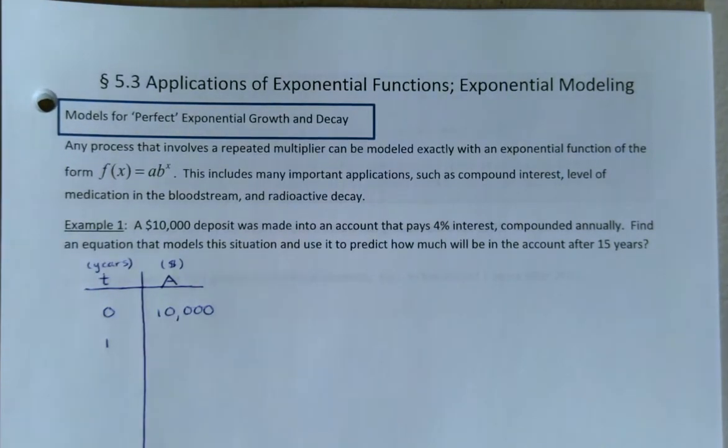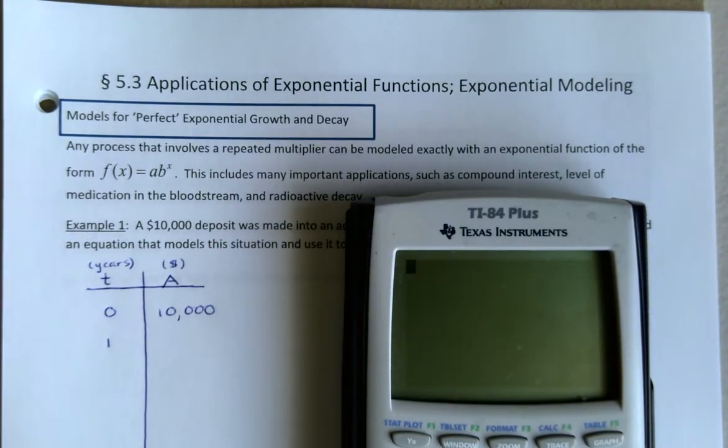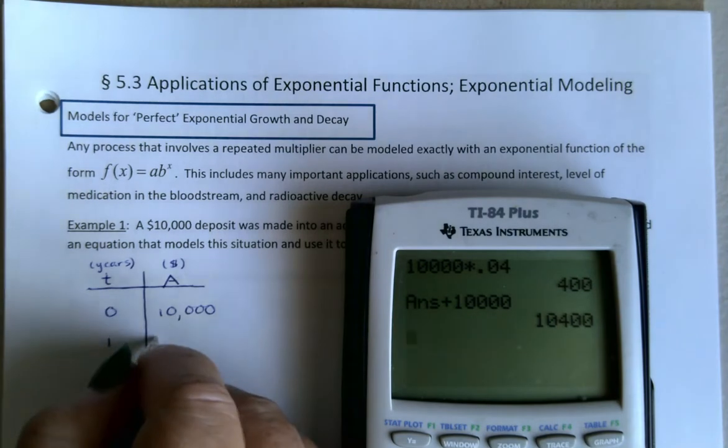All right, 1 year later, let's think about what happens. So we know that we're going to earn 4% interest. If I take my $10,000 and multiply it by 4%, looks like I'm going to earn $400 in interest during that first year. And of course, I still have the $10,000 I started with. So I actually have $10,400.